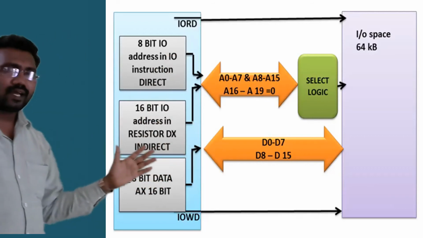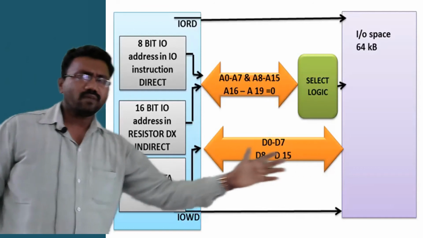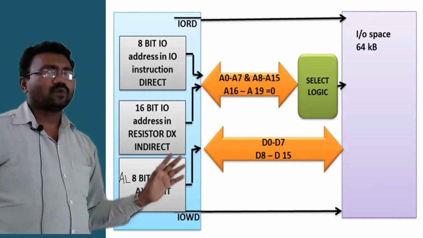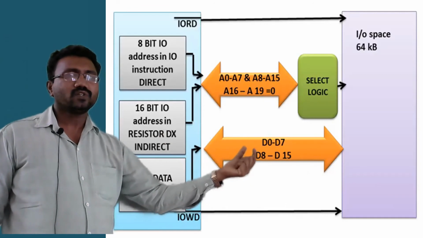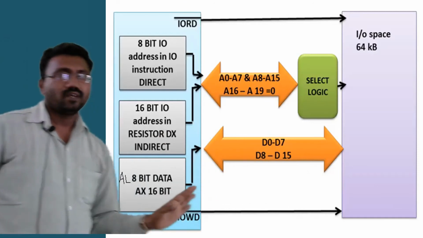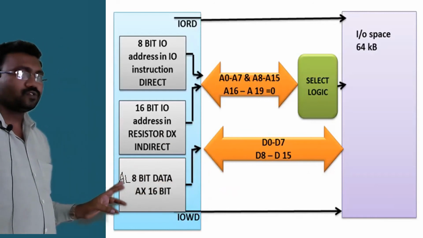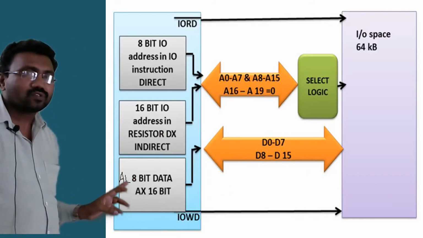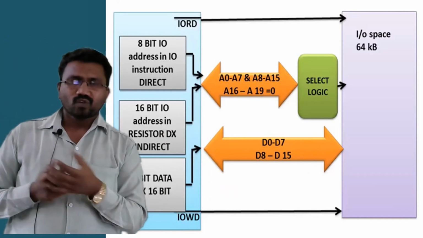Coming to data, data can be transferred as input or output. Input means I/O device to processor. Output means processor to I/O device. The data can be transferred between the processor and I/O device through the data bus. The lower byte can be transferred through D0 to D7, and the higher byte through the D8 to D15 data lines. If it is an 8-bit operation, the AL register is used to store the 8-bit data. If it is a 16-bit operation, the AX register is used to store the 16-bit data. So one of the special purposes of AX is to perform I/O operations.